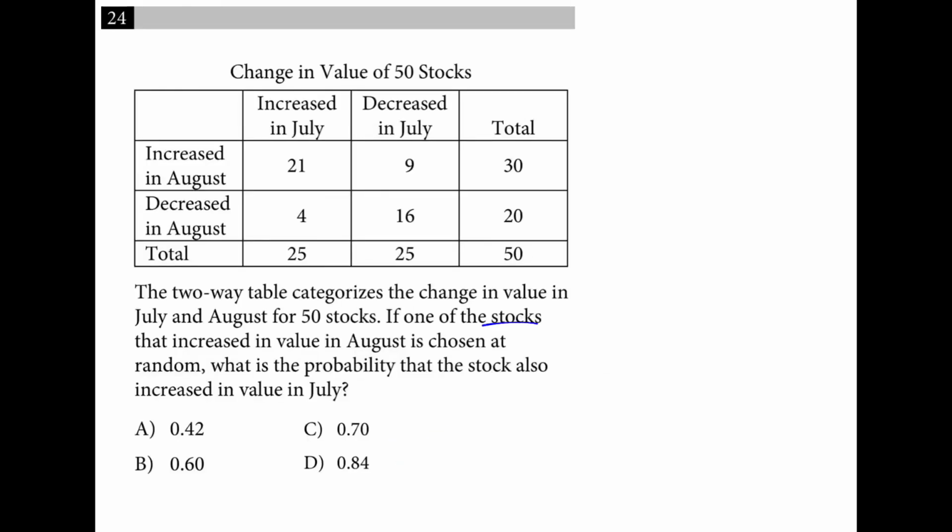If one of the stocks that increased in value in August is chosen at random, so there were a total of 30 that fit that criteria, what is the probability that it also increased in value in July? That was this one, so it's about 2/3. Closest one here is C.